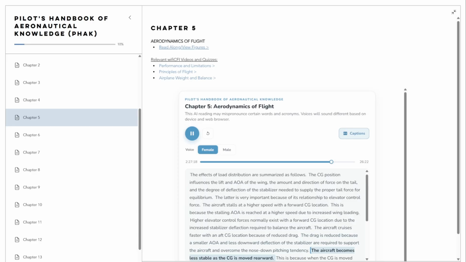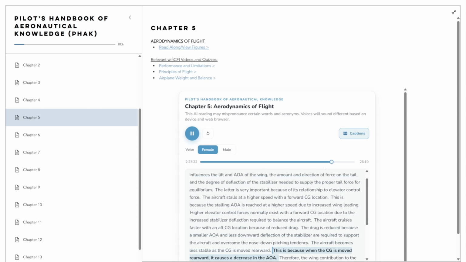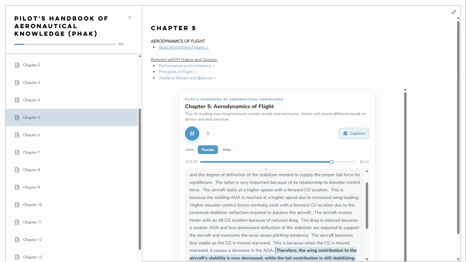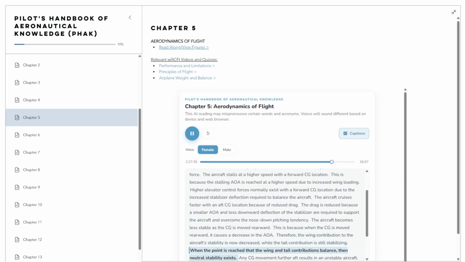The aircraft becomes less stable as the CG is moved rearward. This is because when the CG is moved rearward, it causes a decrease in the AOA. Therefore, the wing contribution to the aircraft's stability is now decreased, while the tail contribution is still stabilizing. When the point is reached that the wing and tail contributions balance, then neutral stability exists. Any CG movement further aft results in an unstable aircraft.